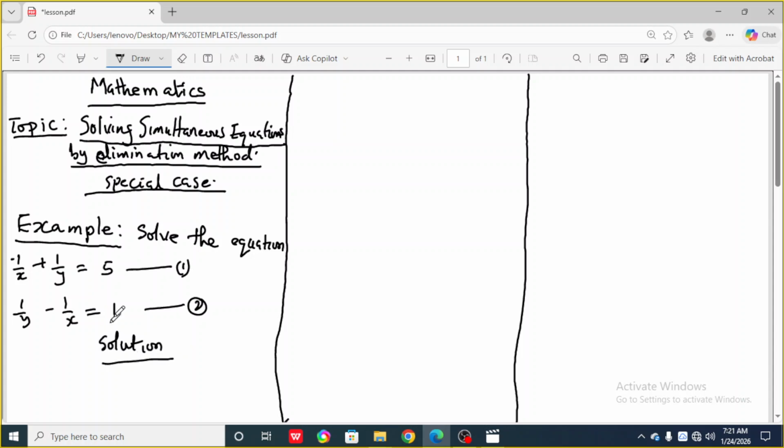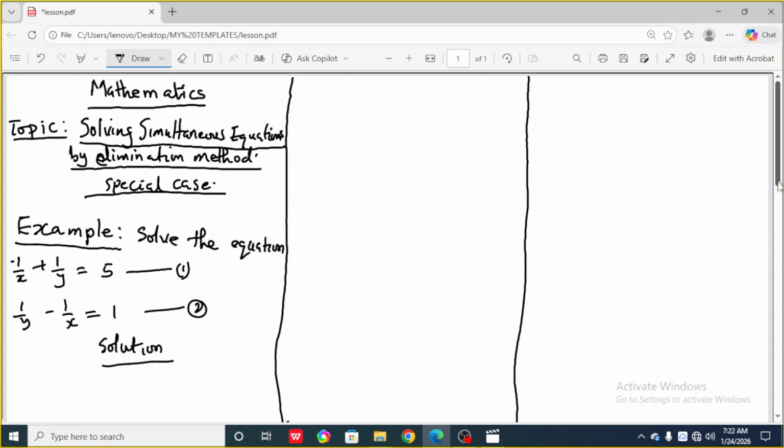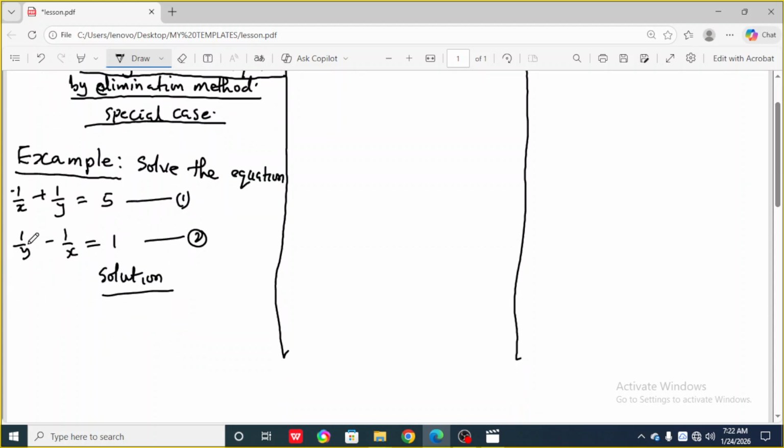If you look at the two equations, in equation 1 we have 1 over x, and we have 1 over x in equation 2. We have 1 over y in equation 1, and we have 1 over y also in equation 2. The first thing I'm going to do is to rearrange it, because their positions in each of the equations are not the same. The 1 over x in equation 1 comes first, while 1 over y comes first in equation 2. So I'm going to arrange them to follow the same order.